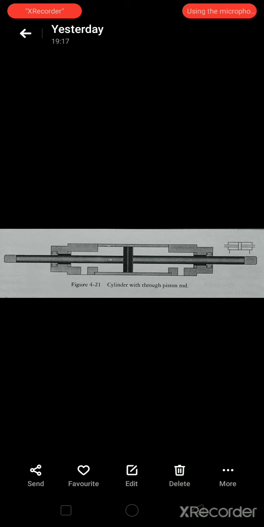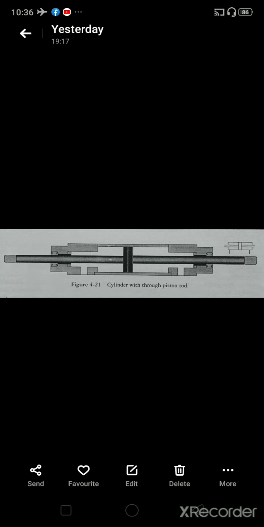The cylinder with a through piston rod can be provided with hollow passages for the purpose of conducting a fluid energy medium like compressed air. A vacuum connection can also be made at one end of the center mounted rod, with the other end fitted with a suction cup. So this type of cylinder is usually center mounted.